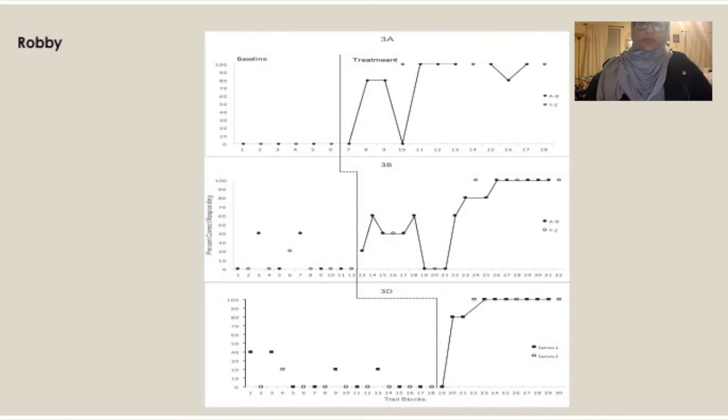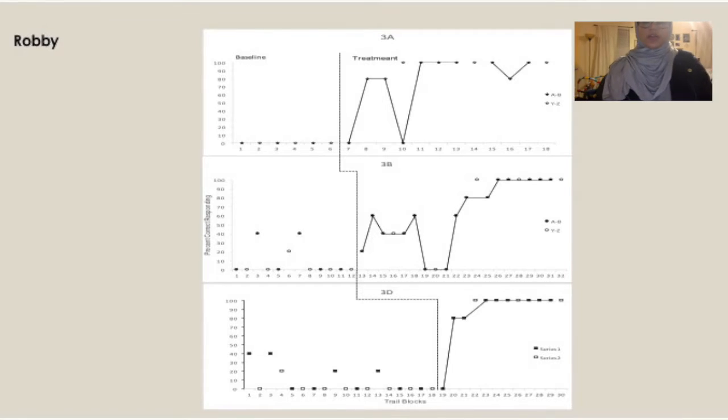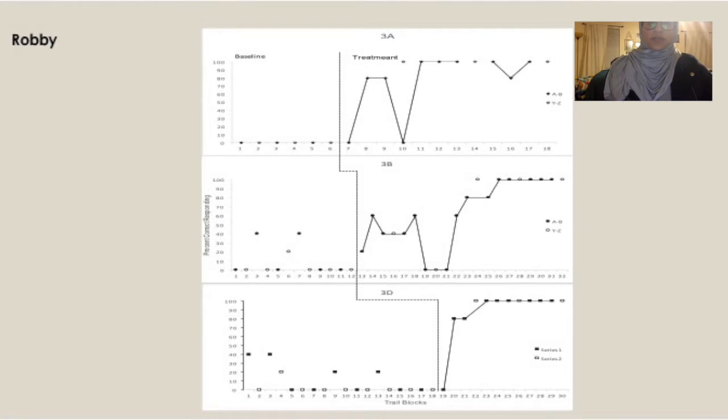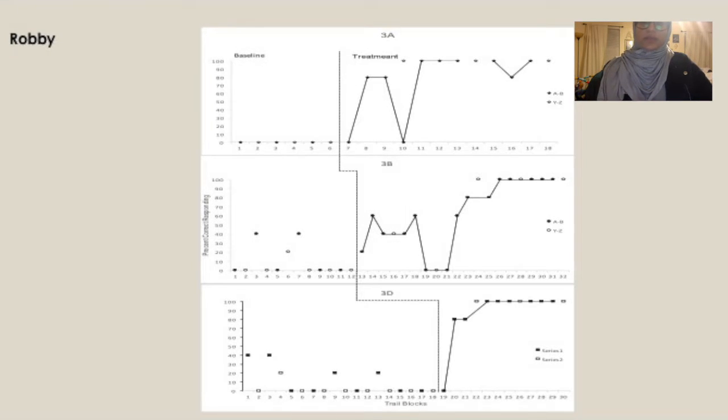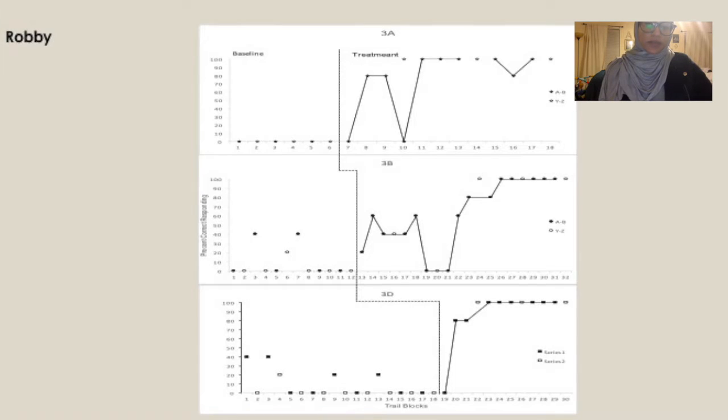The next program was 3B, comparison faster and slower. Here the training trials are represented with a filled-in circle, and the test trials are represented with the open circle. During baseline, performance was variable, ranging between 0 and 40% correct responding. However, responding did stabilize at 0% correct responding.